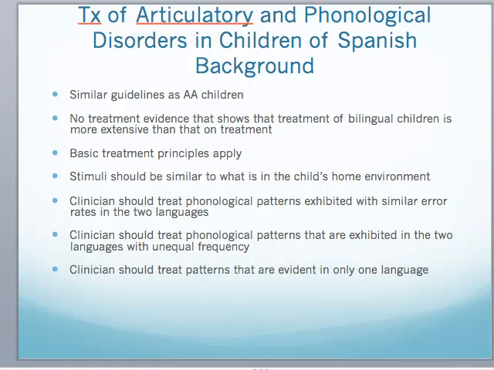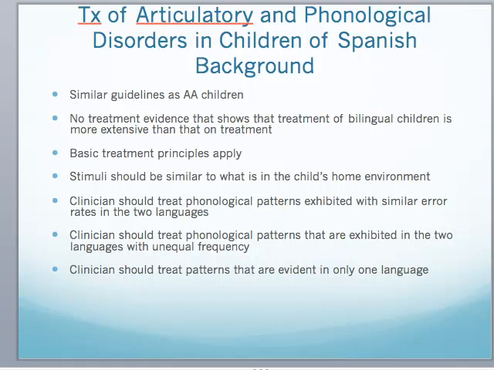Stimuli should always be similar to what is in the child's home environment or what they're accustomed to. So there may be pictures that they may see that they've never had exposure to. So you want to make sure that what you're presenting to them should be similar to what they have.